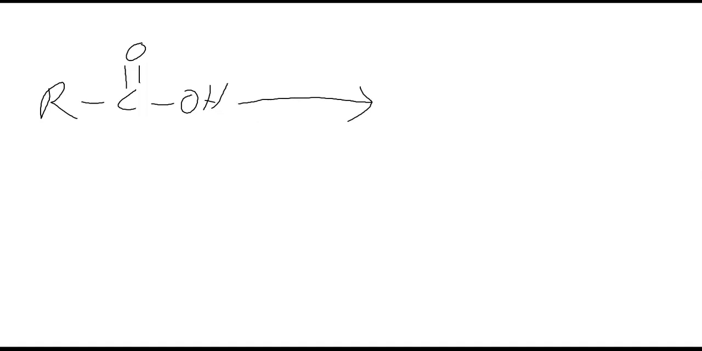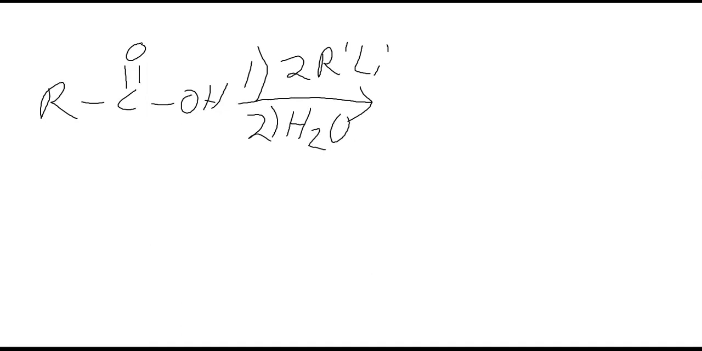Another thing we can do, we can make ketones. We've seen this. We have a carboxylic acid. We did this a bit as a way to make ketones. So you can add 2 equivalents of alkyl lithium and then water. 2 equivalents of alkyl lithium and then water.